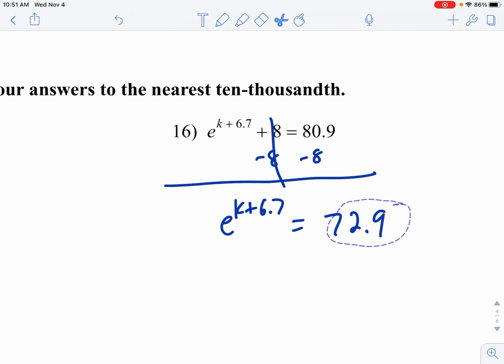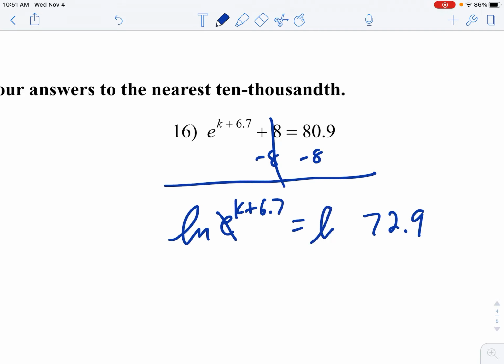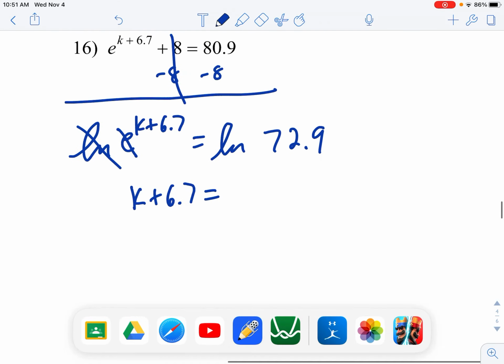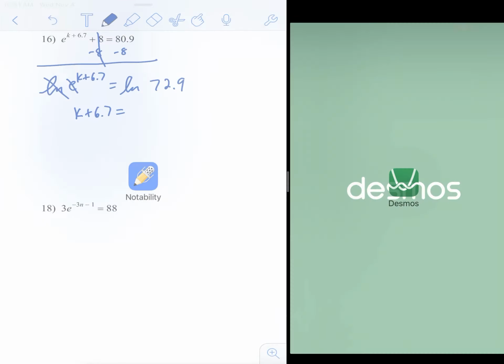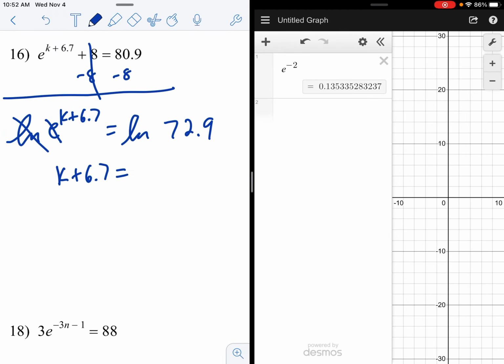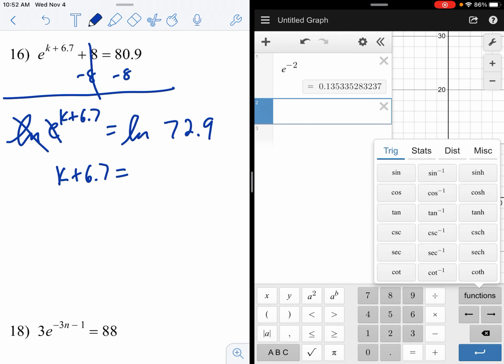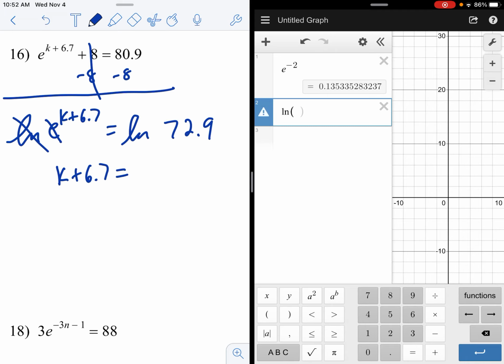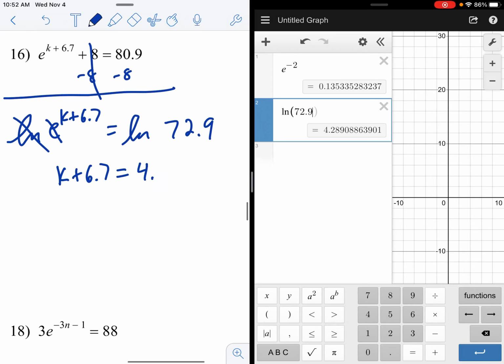But I think I need some space here because to cancel out e, I needed to take the natural log of this side, which means I have to take the natural log of the other side. K plus 6.7 equals the natural log of 72.9. Once again, I can't do that. We're not looking for an exact answer. So I need to go function, miscellaneous, hit the ln button, 72.9. Oops, not 7.9, 72.9. 4.2891 if I round off correctly.